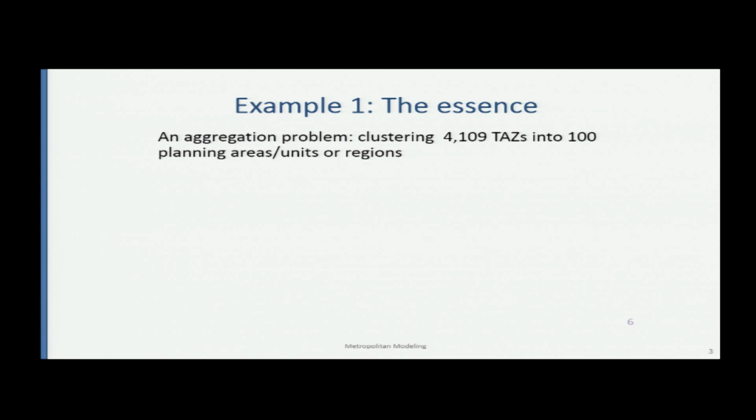4,109 TAZs into 100 planning areas or units. This could be considered a classic zonation problem of Stan Openshaw. You can also think of it as almost like a political districting kind of problem, except that there are special notions associated with it in order to be the underlying fabric for modeling for this ReluTrans model.